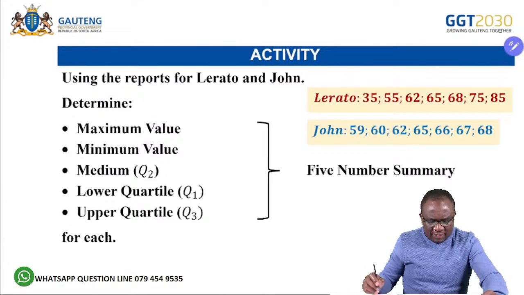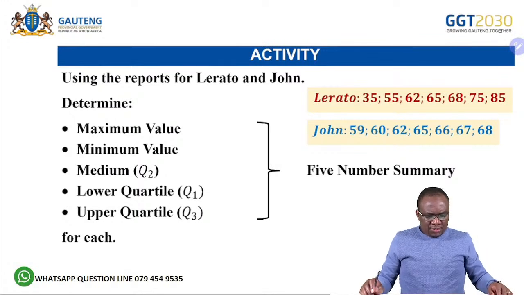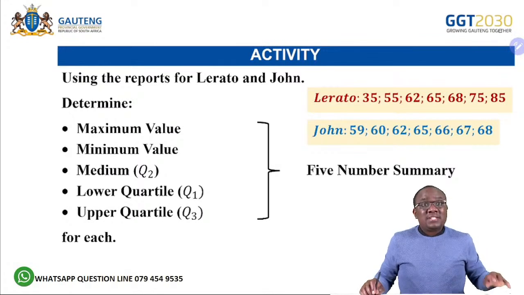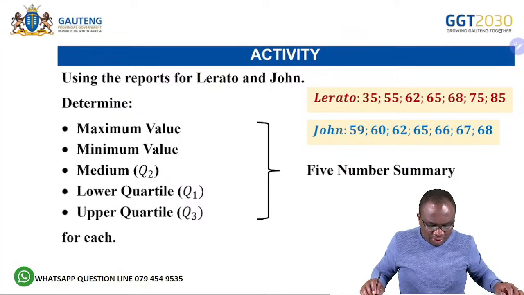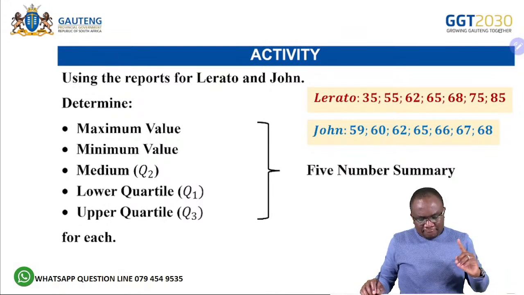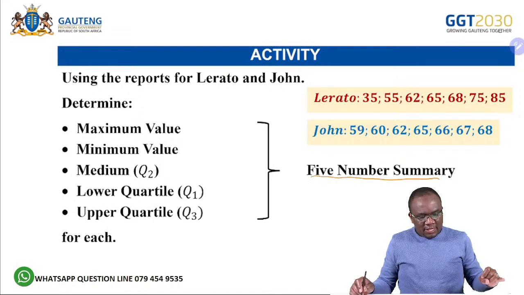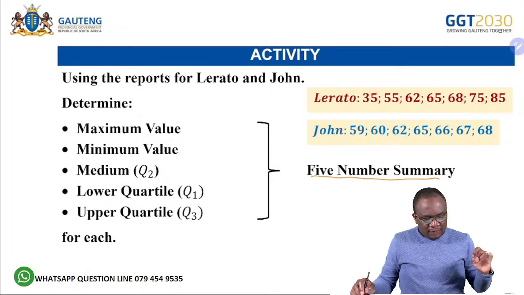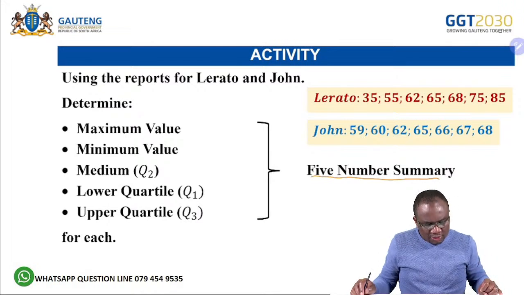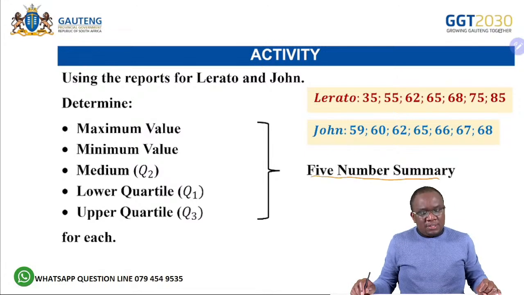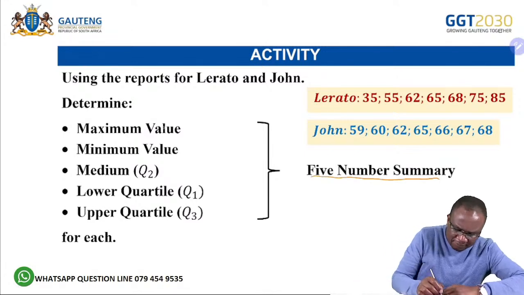Right, welcome back. Now we're going to use the reports, still using our reports from Lerato and John. We want to write the 5 number summary for them. Okay, maximum value, minimum value, quartile 2, which is the median, quartile 1, which is the lower quartile, and the upper quartile, which is quartile 3. So how many numbers do we have here?